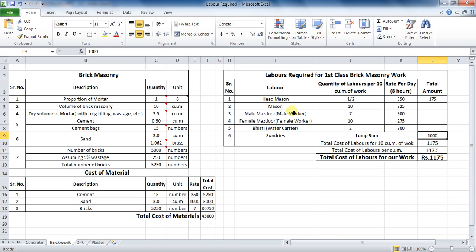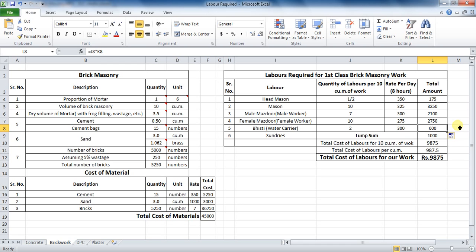So, to calculate the total amount, just put the formula as quantity of labors multiplied by their rate for a day. For the total amount of head mason, put the Excel formula as equal to cell J4 into K4, which comes to be 175 rupees. Now, for the calculation of total amount of all other labors, just move your cursor over here, a plus symbol will appear, drag this plus symbol and all other formulas will be inserted into the other cells. See, it automatically took the other values.